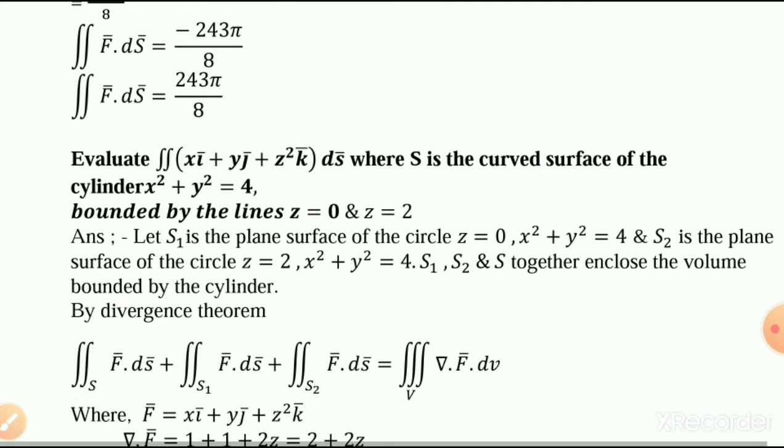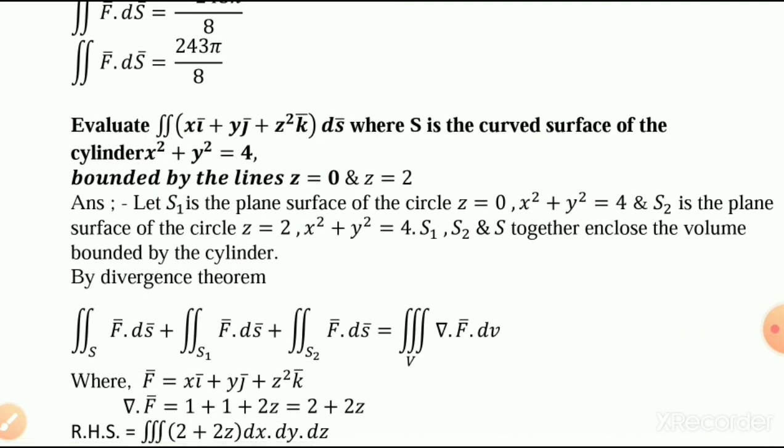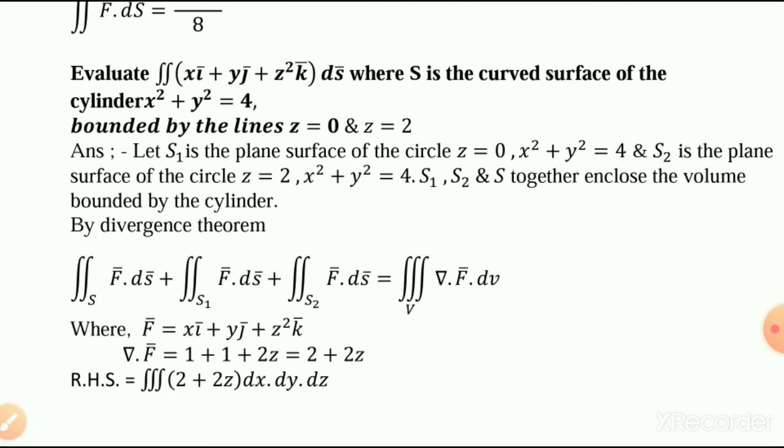The second example is regarding a figure. Evaluate the double integration of (x i bar + y j bar + z² k bar) dot ds bar, where S is the curved surface of the cylinder x² + y² = 4, bounded by the planes z = 0 and z = 2.